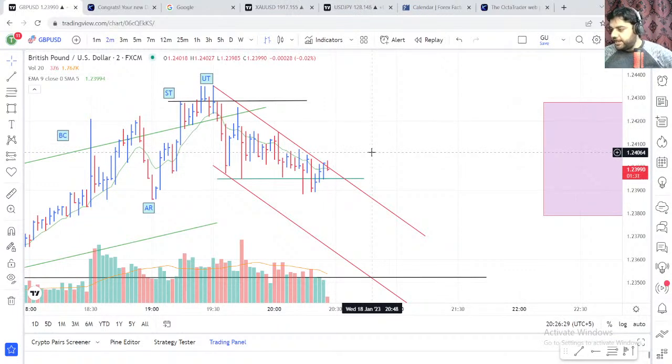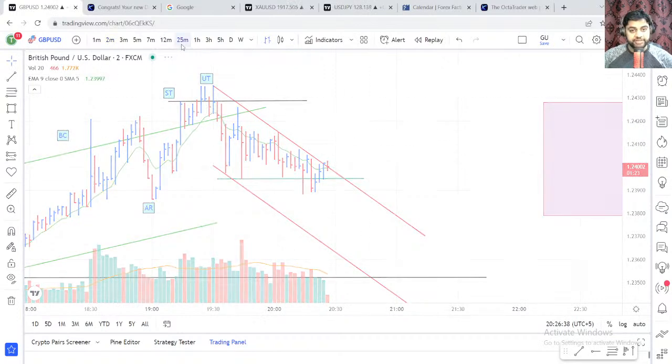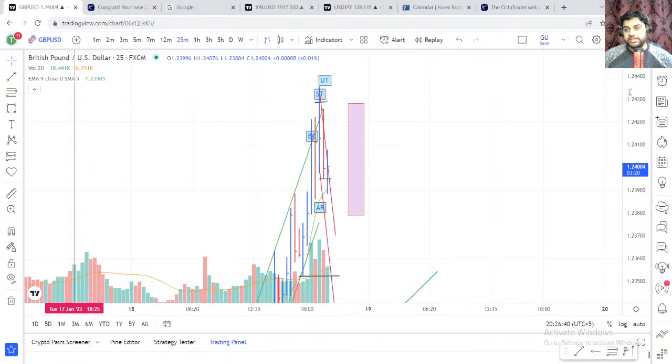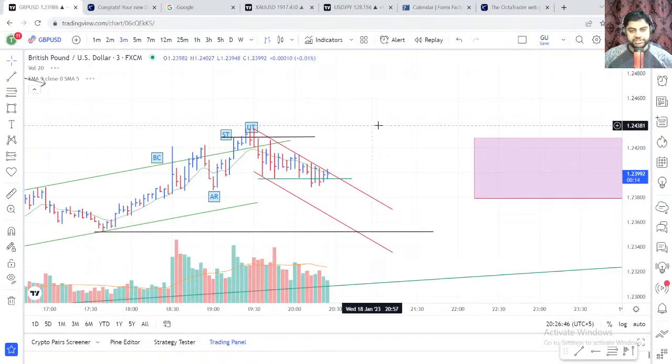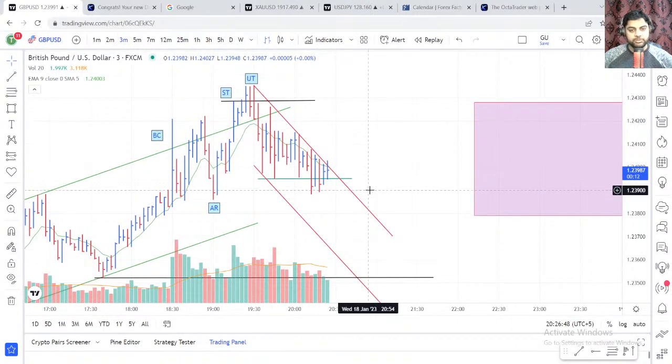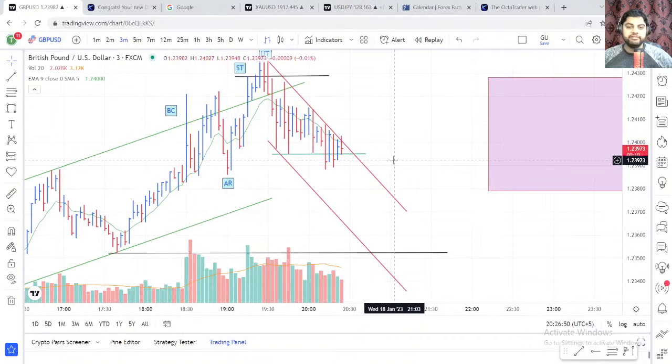Head and shoulders, it is head and shoulders, but the background, as you can see, is very strong. Let's go back to the 25-minute time frame. You can see that the market is going up and up and up. So we don't know what's going to happen. So we will be patient and we will see what's happening, and only then we will take an action.